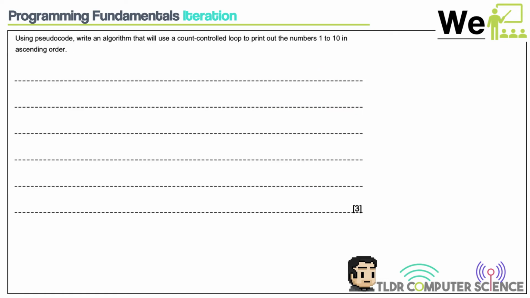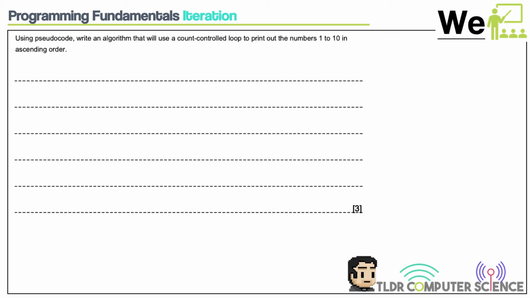Let's continue with our questions around iteration. This time it's asking us to write a sort of straightforward loop, or what would appear to be a straightforward loop. Using pseudocode, write an algorithm that will use a count-controlled loop to print out the numbers 1 to 10 in ascending order. Now it's worth knowing that in the updated spec, so this is a question from the J277 spec, that there were an awful lot of questions around using pseudocode. Now in the updated spec, you can answer these using a higher level language, which indeed I will allow you to do, which for us will be Python.